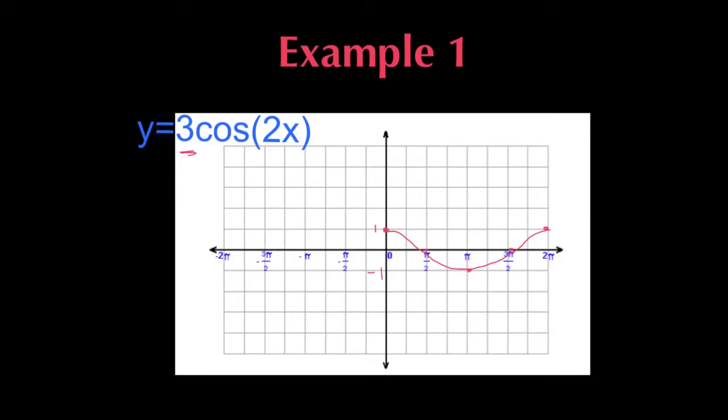And now I'm going to do the period change. So let's look at what the b value is. We have a b value of 2, which means 2 times whatever the period is should equal 2 pi. So 2 times what equals 2 pi? The period must be just pi.